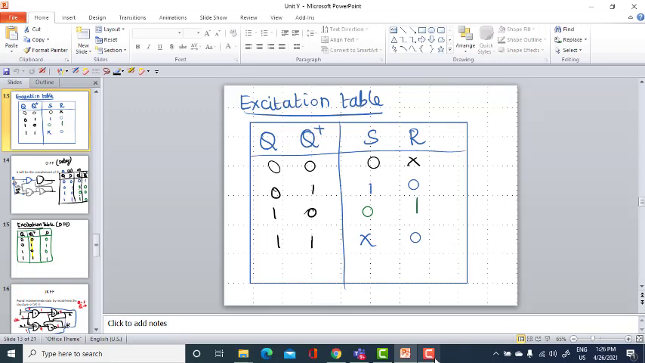To avoid the indeterminate state of your SR flip flop, we have to ensure that the complement of the S input occurs at the R input. Only then can you avoid it. So to go ahead with this, we will derive a new flip flop called D flip flop in the next slide.